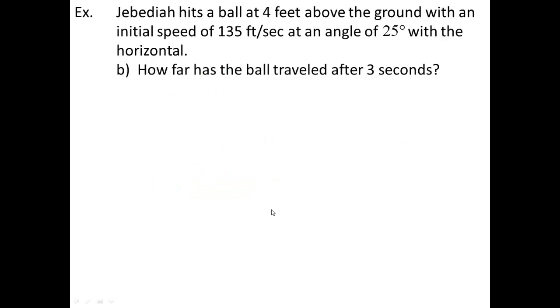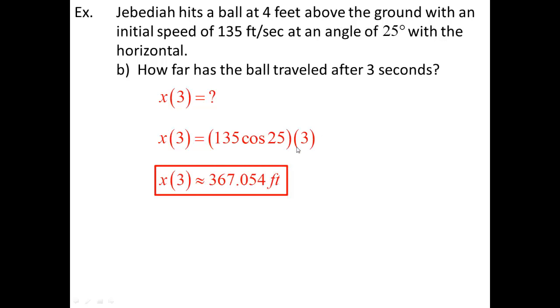Part B, how far has the ball traveled after 3 seconds? When it says how far has it traveled, that's implying how far did it travel along the ground, in other words, in the x direction. So just like part A, I only needed the y equation, part B, I only need the x equation. So just like I did before, plug in 3 for t in the x equation, 367.054 feet.